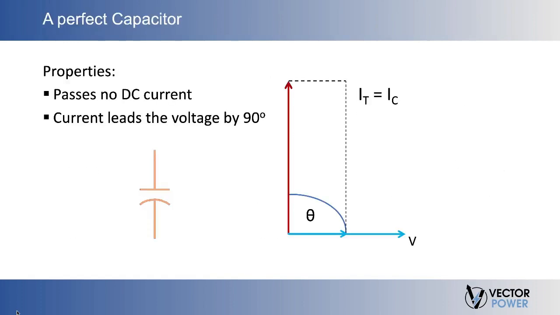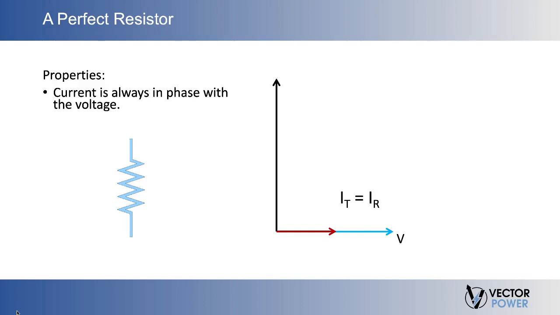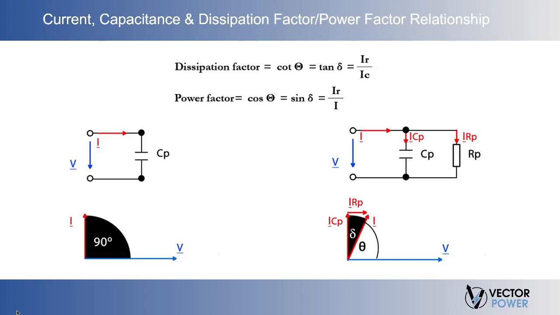All right, let's take a look at a perfect capacitor. In a perfect capacitor, the basic properties are it passes no DC current, and the current leads the voltage by exactly 90 degrees. Now, perfect resistor. Current is always in phase with the voltage. So now let's look at relationships: current, capacitance, and dissipation factor or power factor.